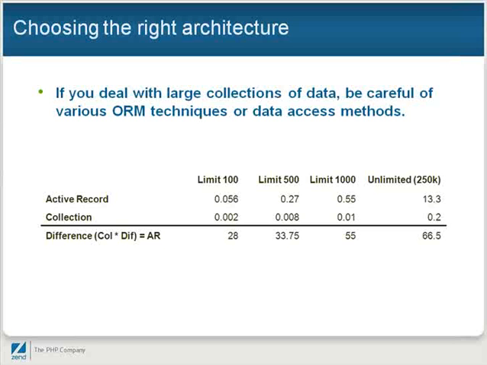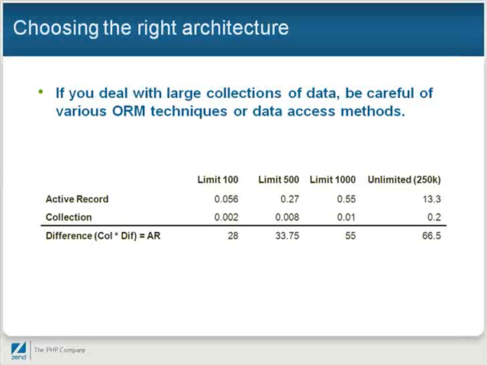And then we see what happened when we did unlimited, which had 250,000 rows, which came back in 13 seconds using the active record, and then 0.2 seconds in the collection mechanism. Now, this isn't saying that you shouldn't be using active record. Far from it. What this is saying, though, is be aware of your data access mechanisms, because these numbers were generated on a very bored system.